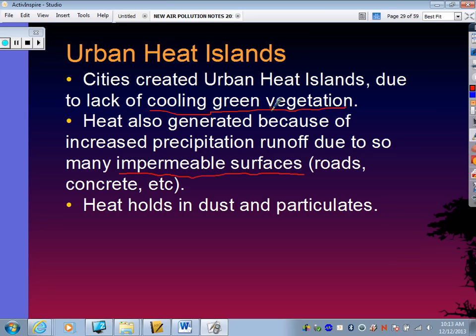So you have less cooling water around. You have less green vegetation to absorb heat. You have more black tops and surfaces that would actually absorb the heat and create a higher temperature there. And then also you're going to have more dust and particulates and air pollutants, and those actually hold on to heat better in the atmosphere. So yeah, cities do have their own little microclimate. We call it urban heat islands. They get hotter.